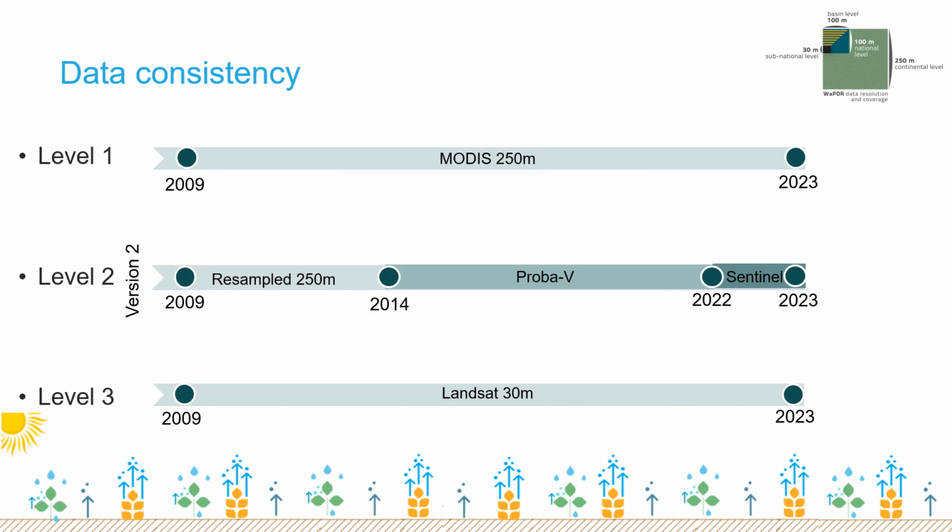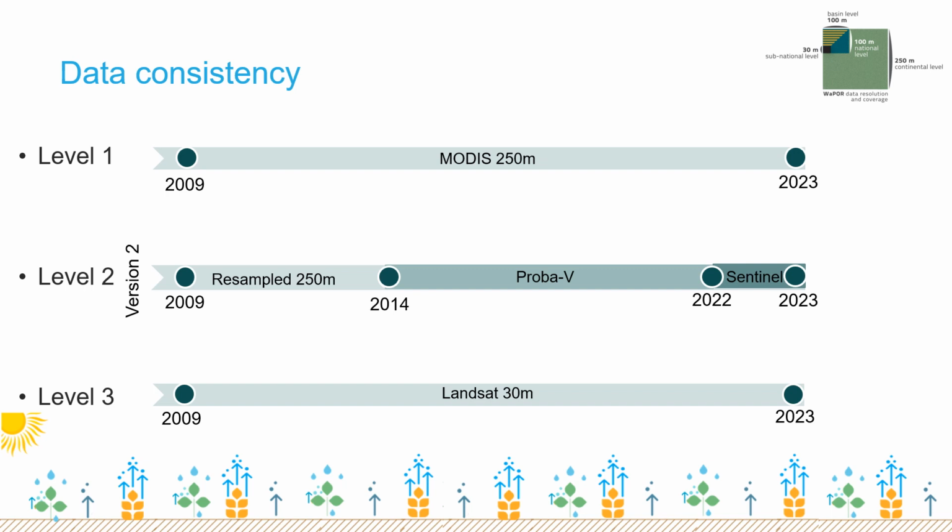As the WaPOR data is dependent on different satellites, the availability of data in the various resolutions is dependent on the data available from these satellites. In version 2, the MODIS satellite is the main source for level 1, which produces data at 250-meter resolution. For level 3, the Landsat data is the main source, producing consistent data for the full period from 2009 to 2023. This is not the case for level 2, the 100-meter data resolution, which was developed with the PROBA-V satellite in mind, which was only launched in 2014. And the prior data was developed by resampling the 250-meter resolution data.